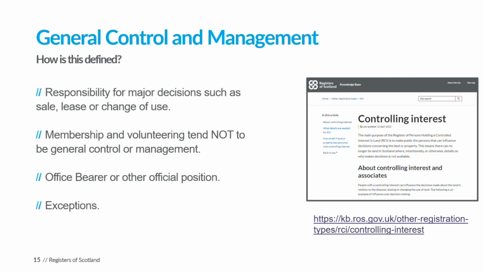Deciding who falls into this category helps establish who would be an associate. This is because of the setup of an unincorporated body and is a key consideration in understanding whether or not you'll need to register. Deciding who can be deemed to have general control or management responsibility is defined by who can make decisions such as sale, lease, or change of use.